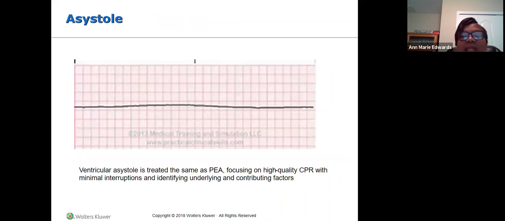Now, asystole. Every student would hope to get this one on their exam, asystole. Ventricular asystole is treated in the same way as pulseless electrical activity, focusing on high-quality CPR with minimal interruptions and really identifying the contributing factors for asystole. Okay, so it would be CPR for this patient.